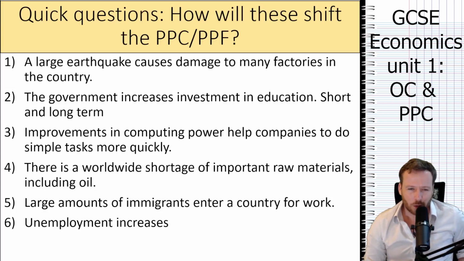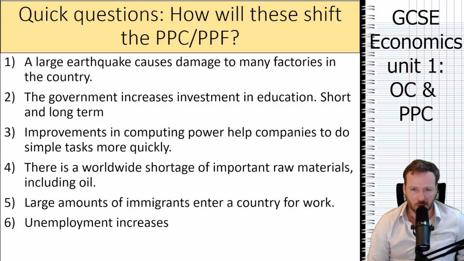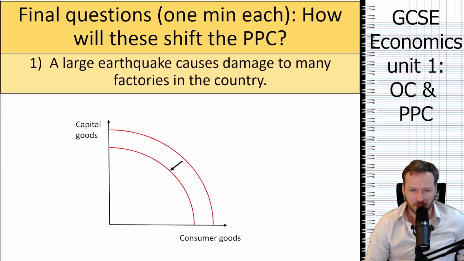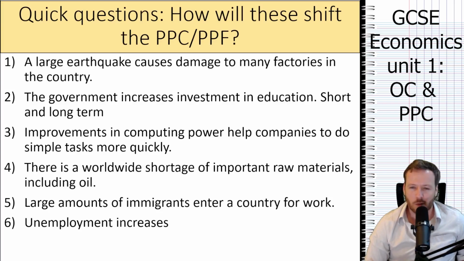Okay, so the 6-question recap then. Pause this video and have a go through these. So a large earthquake causes damage, and we're going to draw a graph with capital goods and consumer goods. A large earthquake causes damage. Bang, did you get this? Shift in for both. Next, government increases investment in education. Short and long term. Little caveat there.